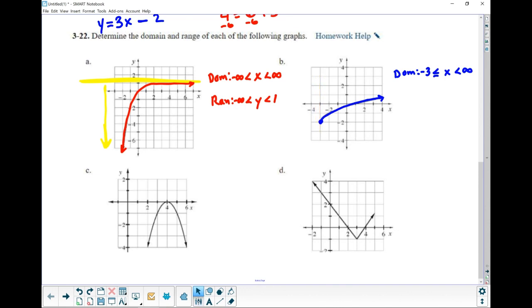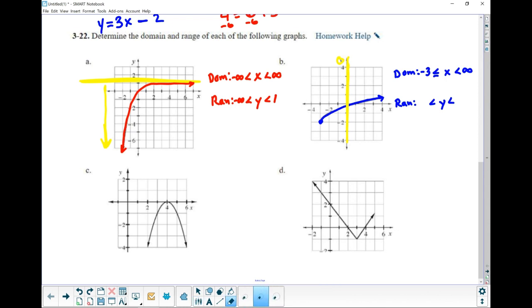Okay, your range is going to be all y's, right? And if you want to set up, it's always going to be the less than symbol and the less than symbol. And what's the lowest you can go on the y? So again, here's your y. This is your y-axis. What's the lowest you can go?